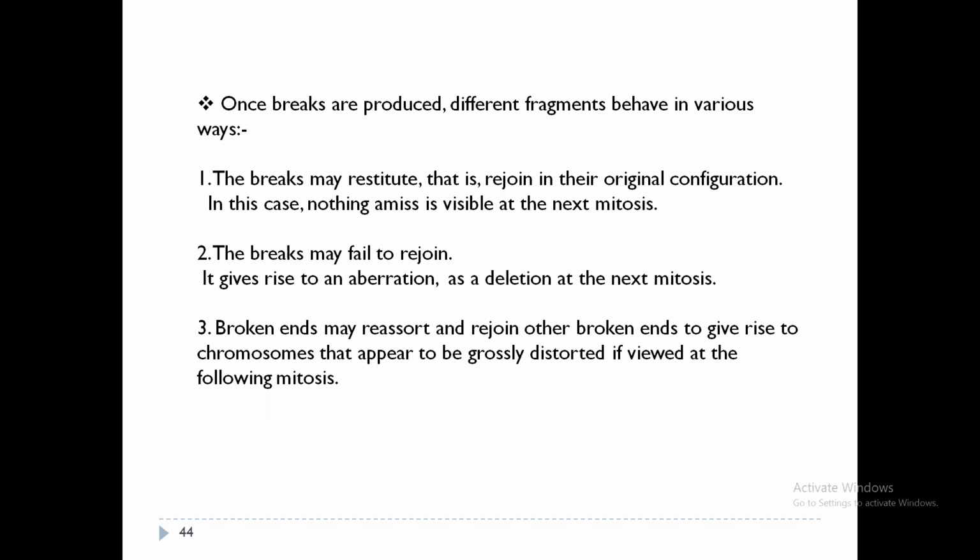Like the breaks may restitute, that is, rejoin in their original configuration. In this case, nothing amiss is visible at the next mitosis. The breaks may fail to rejoin. It gives rise to an aberration such as a deletion at the next mitosis. Or the broken ends may resort and rejoin other broken ends to give rise to chromosomes that appear to be grossly distorted if viewed at the following mitosis.